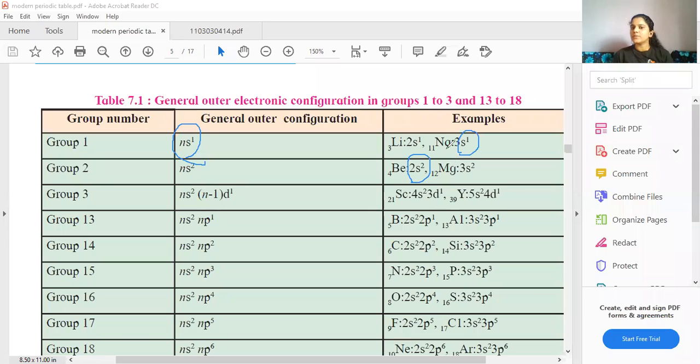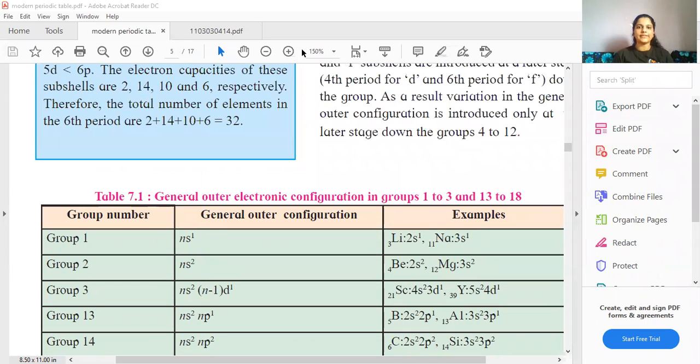Similarly, here magnesium, you can see it comes after sodium. It is in the fourth period, but in the second group. Sorry, it is in the third period, but in the second group. Now let us just concentrate on the groups part. So this is 3s2. Similarly, when you move down, if I show you the periodic table.